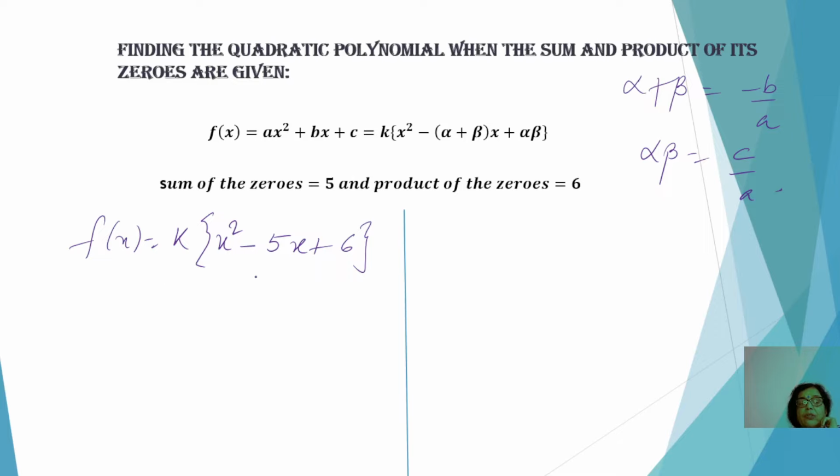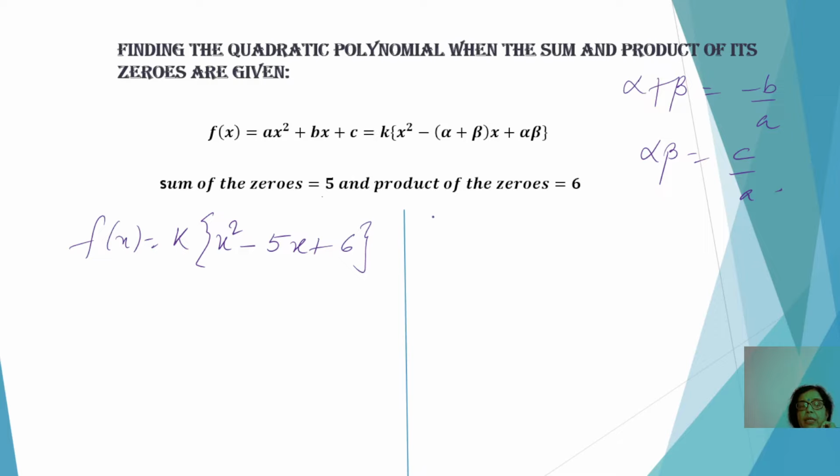But writing k is mandatory because k can assume any value. It is a constant, it can be an integer, it can be a fraction, whatever it is. You will find that the sum of the zeros is 5 and the product of the zeros is 6. And so we can get n number of quadratic polynomials with the sum of the zeros 5 and the product of the zeros 6. There is no restriction to the number of polynomials that we can derive, and that is why writing k is mandatory over here.